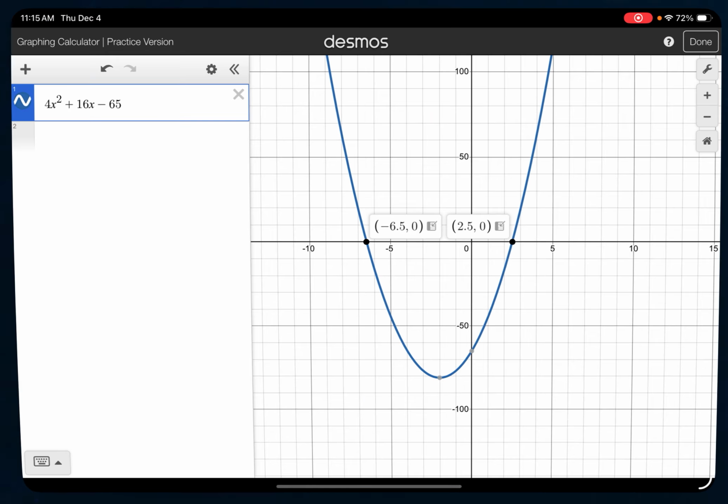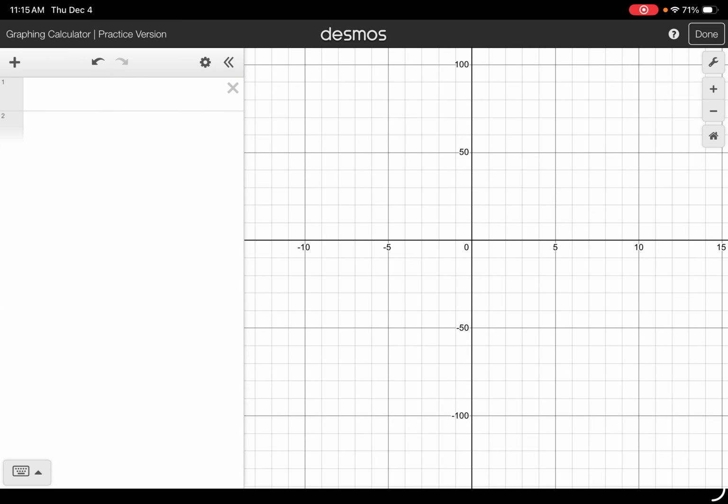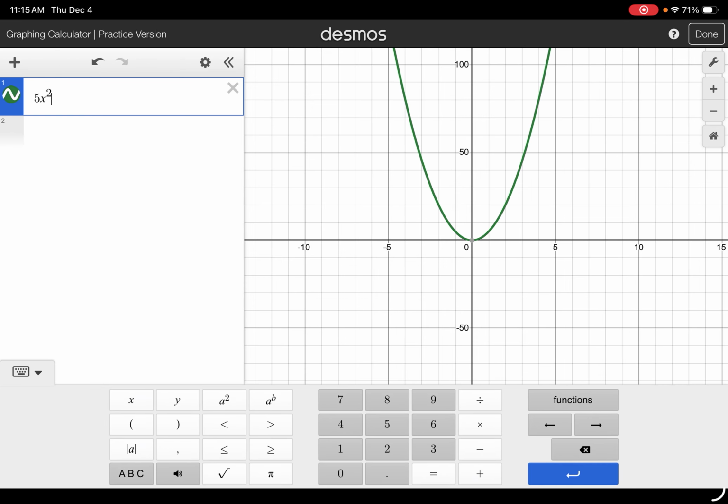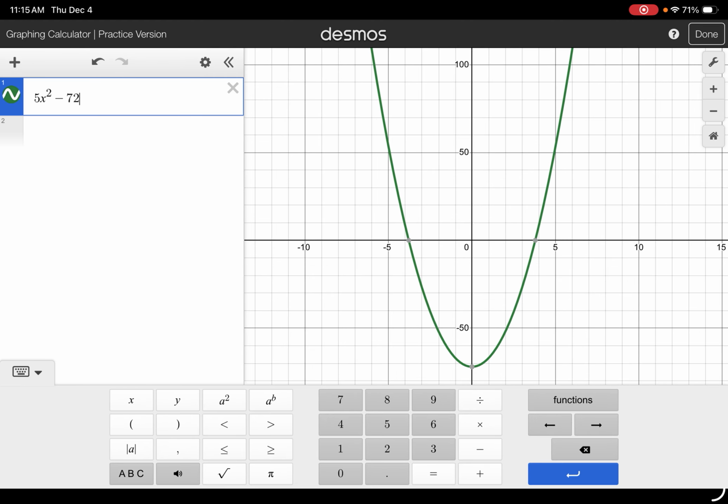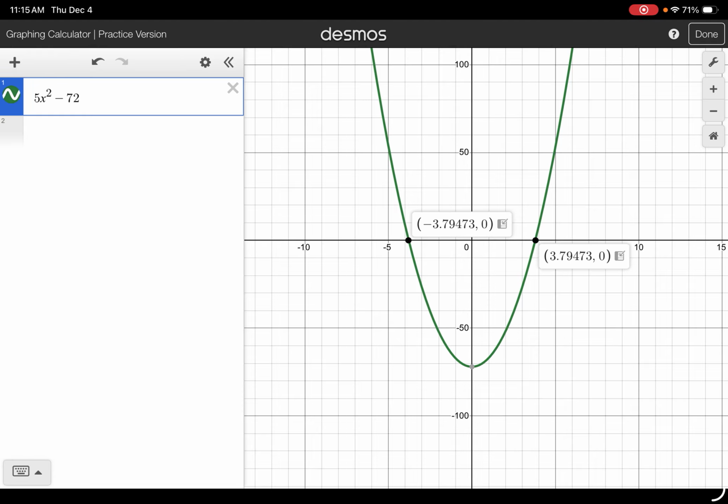So I'm going to go to Desmos. I'm going to type in my function, which was 5x squared minus 72. And I'm going to go tap on my solutions. And what do you know? Positive and negative 3.8. Yay.